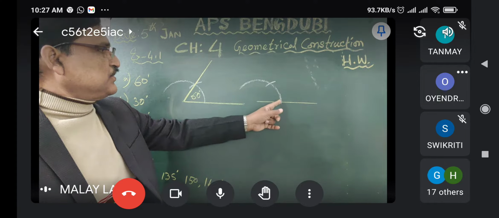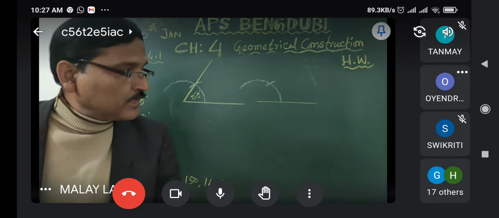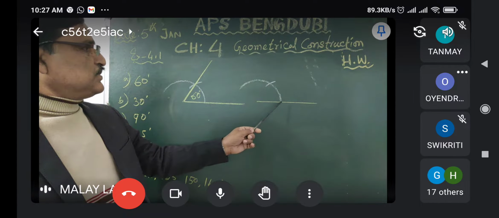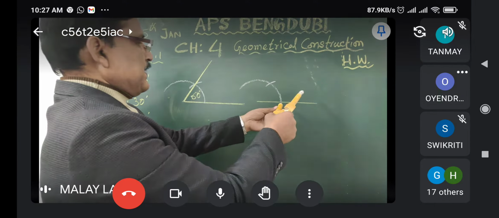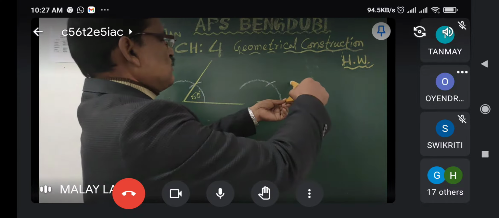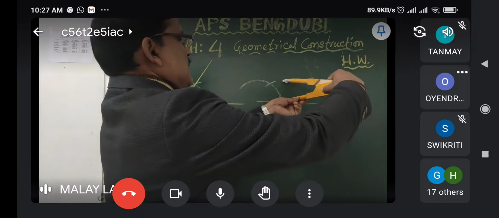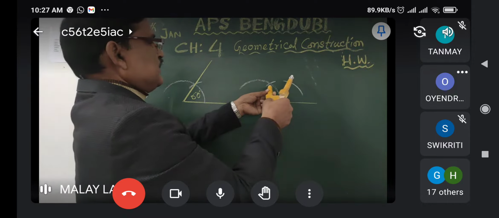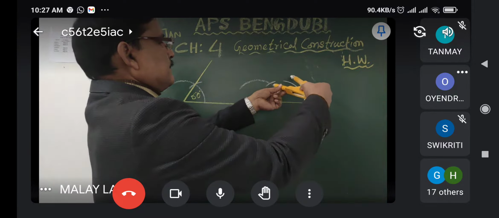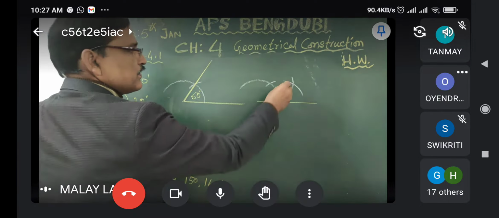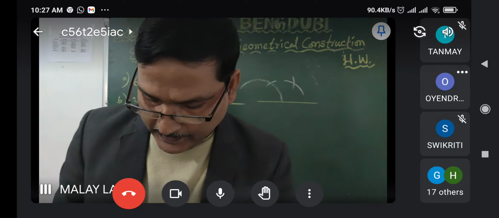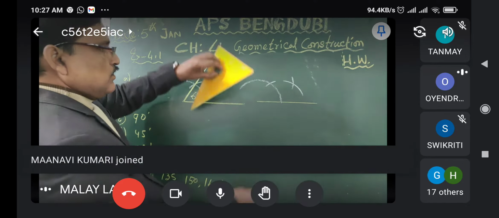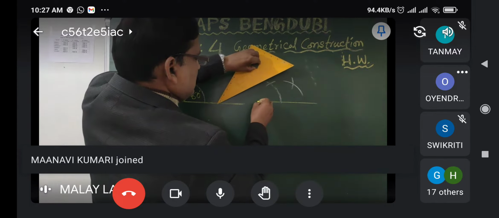This is 60, this is 0. So I have to bisect again with the same measure. Okay. Now place your compass at 0. Draw an arc, and place at 60. Cut an arc. Now this point and this point, if I join, then it will be blindly 30 degree.